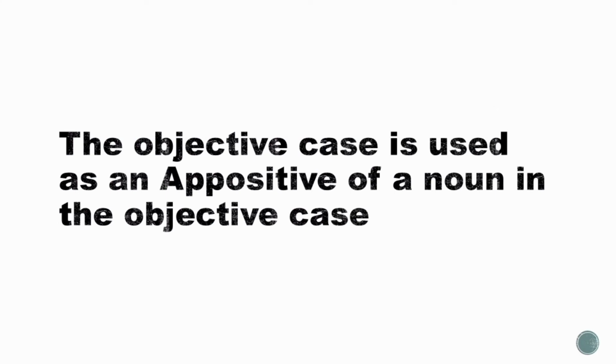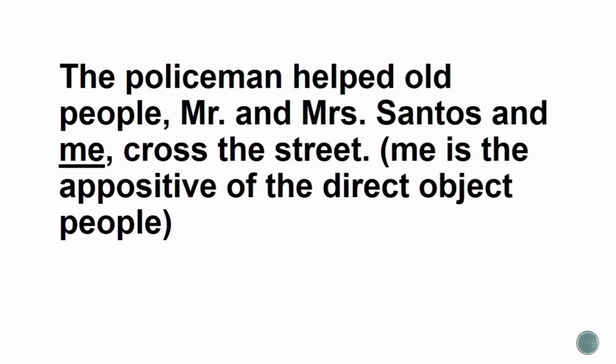Another example is the carpenter offered to help us. Our infinitive is to help and the object of that infinitive is us. And the last use of the pronoun in the objective case is as an appositive of a noun in the objective case. Example, the policeman helped old people, Mr. and Mrs. Santos and me, cross the street. So, me is the object of the appositive of the direct object people. People is the direct object receiving the action of being helped by the policeman.